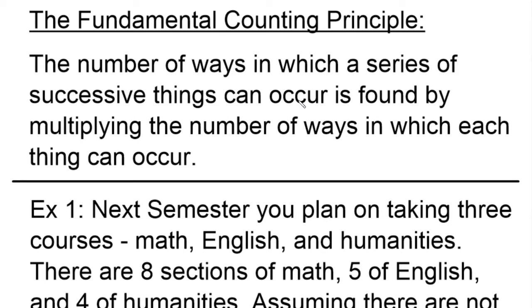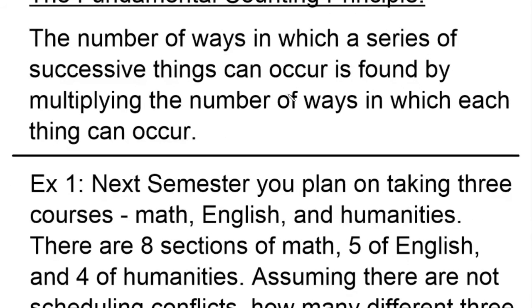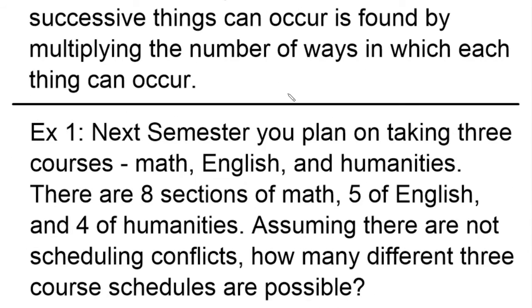So, example 1 says that next semester you plan on taking 3 courses: math, English, and humanities. There are 8 sections of math, 5 of English, and 4 of humanities. Assuming there are no scheduling conflicts, which means that you can choose any of the math sections, any of the English sections, and any of the humanities sections, and none of them conflict with each other, how many different 3-course schedules are possible? You might be thinking, what do you mean 8 sections of math?